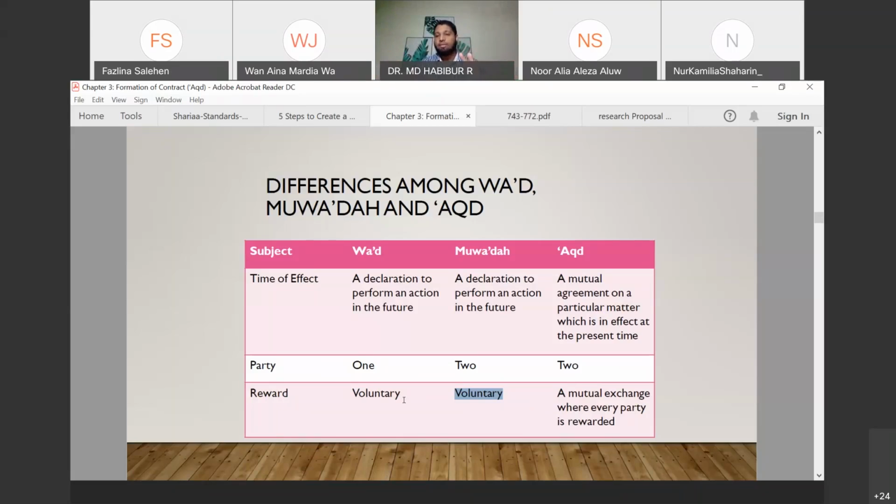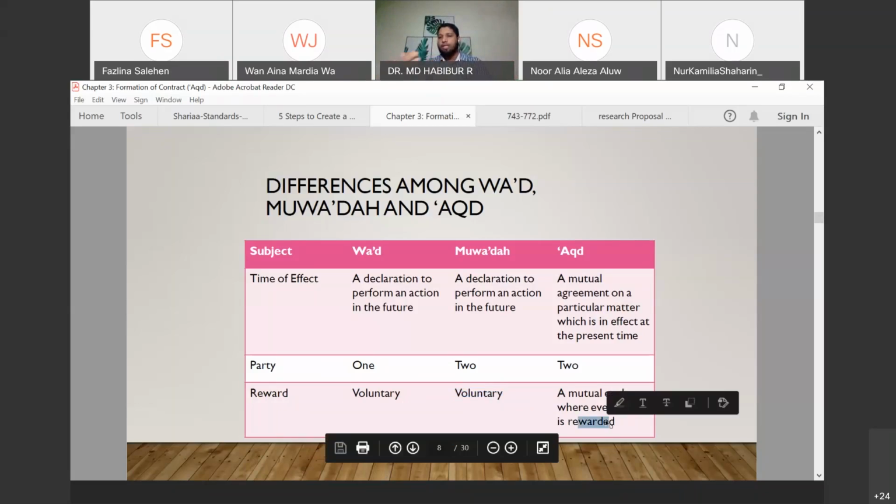But akad is binding. A mutual exchange where every party is rewarded, meaning every party will exchange. You exchange your house, you get money. The buyer will provide the money and he will get the house. Okay.